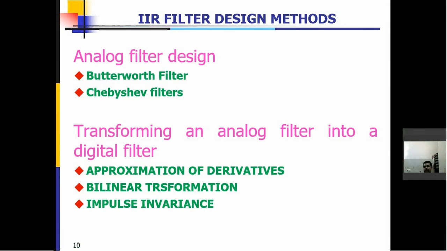When coming to the IIR filter design methods, first we have analog filter design. We have two methods: Butterworth filter design and Chebyshev filter design. In transforming an analog filter into a digital filter, we have three methods. The first one is approximation of derivatives, the second one is bilinear transformation, and the third one is the impulse invariant method. These three methods are used to transform an analog filter into a digital filter.